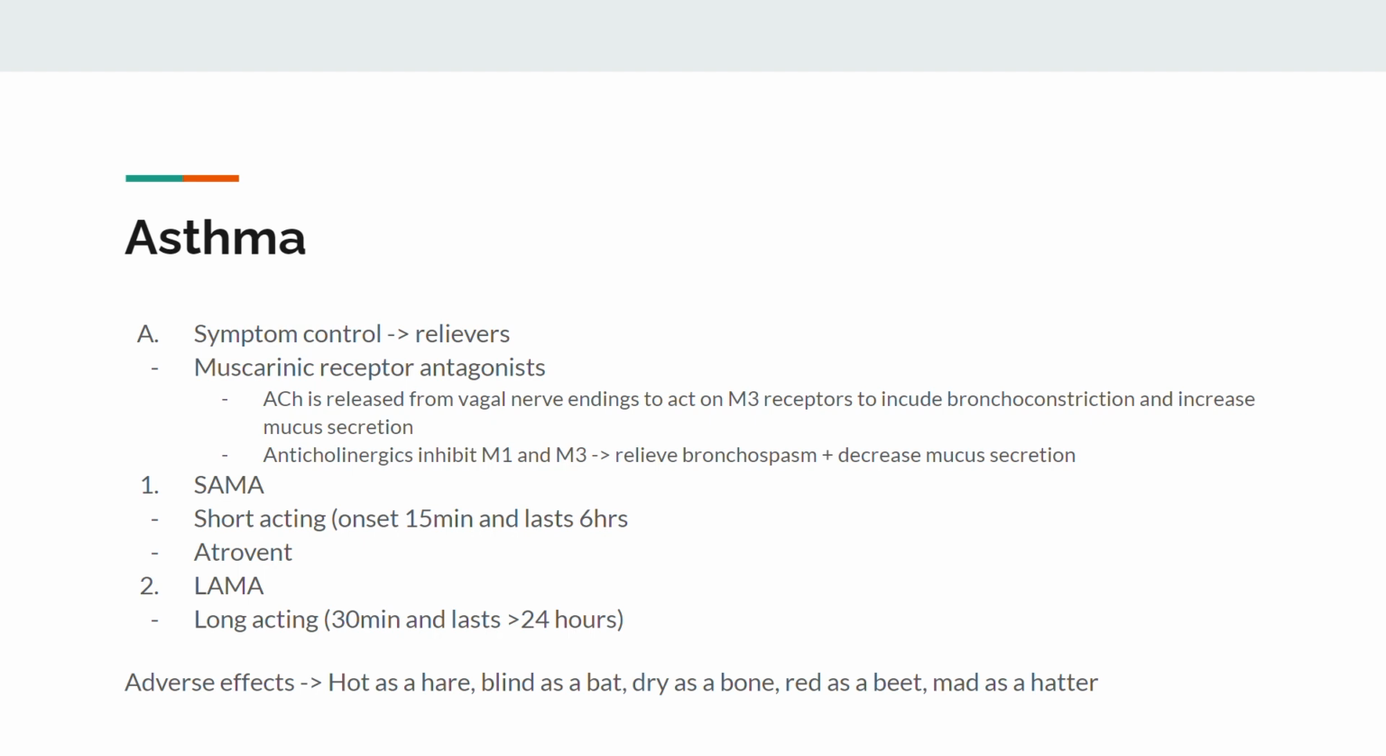Just a little flag here: your LAMAs and your LABAs are still considered relievers, but they also act as a sort of bridge between your relievers and your preventers. So they're a bit of a mix between the two. Your SAMAs and your SABAs, of course, are 100% relievers because they're going to act very fast. But your LAMAs and your LABAs are sort of a bridge between, and they're not a true reliever, so to speak.